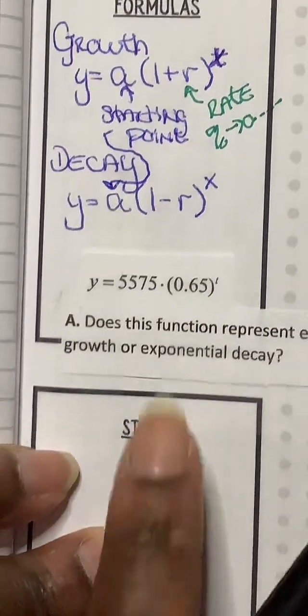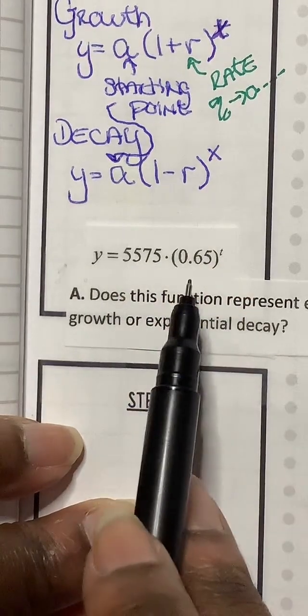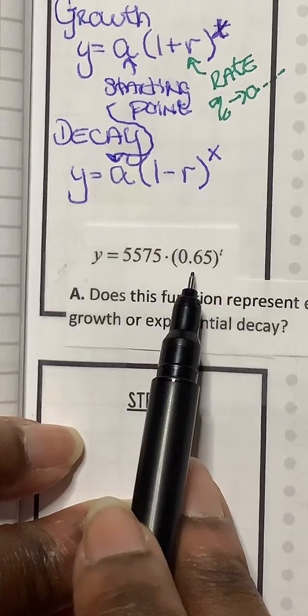So just by looking at this example, is this going to be an exponential growth or decay?